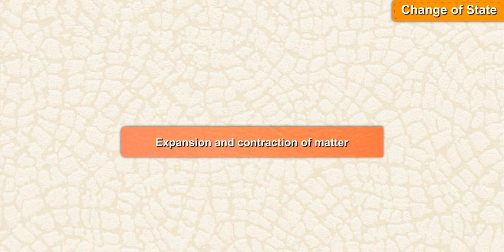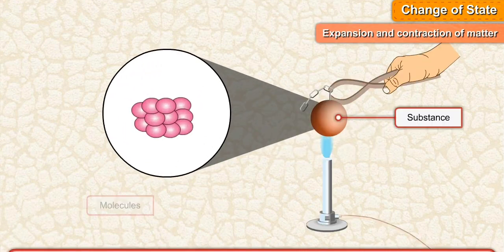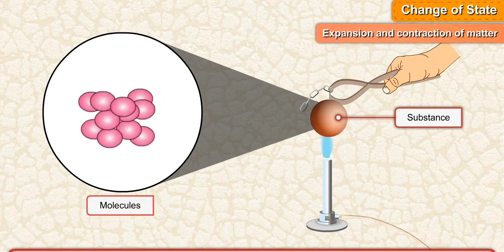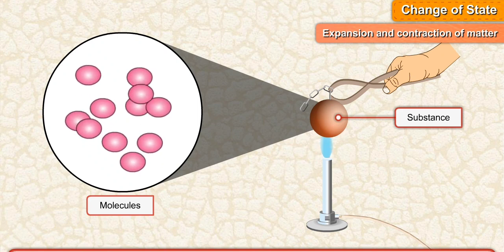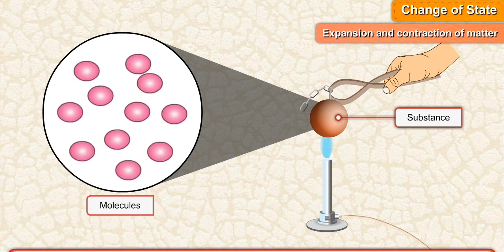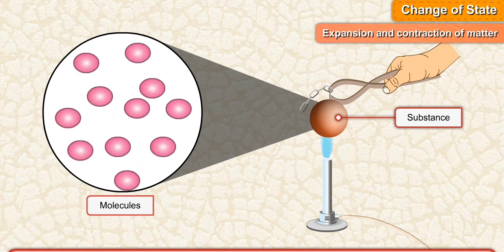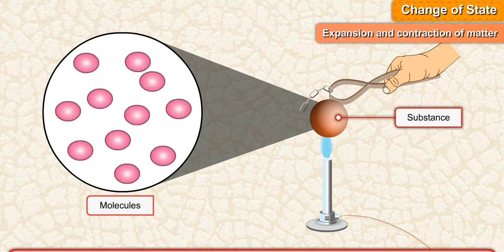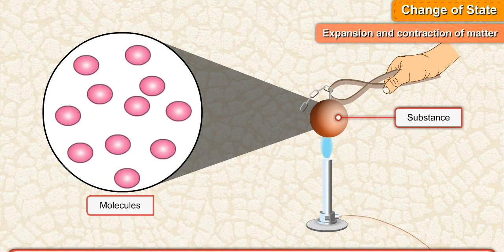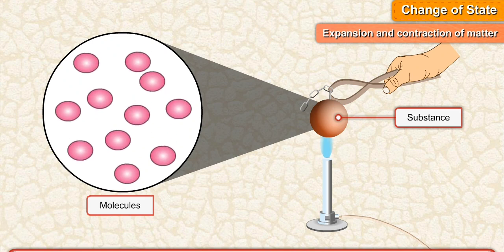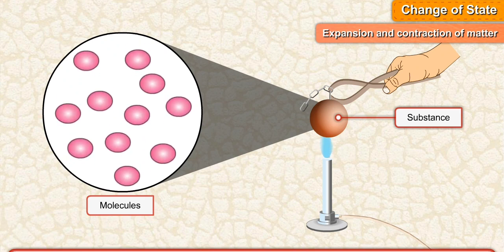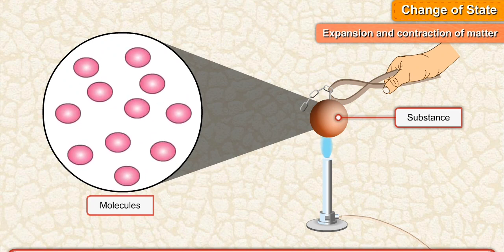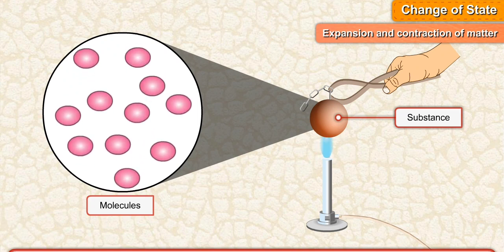Expansion and contraction of matter. When we heat a substance, the molecules start vibrating rapidly. Due to this, intermolecular space between the molecules increases and the substance expands. Thus, expansion is the increase in size of matter on heating.